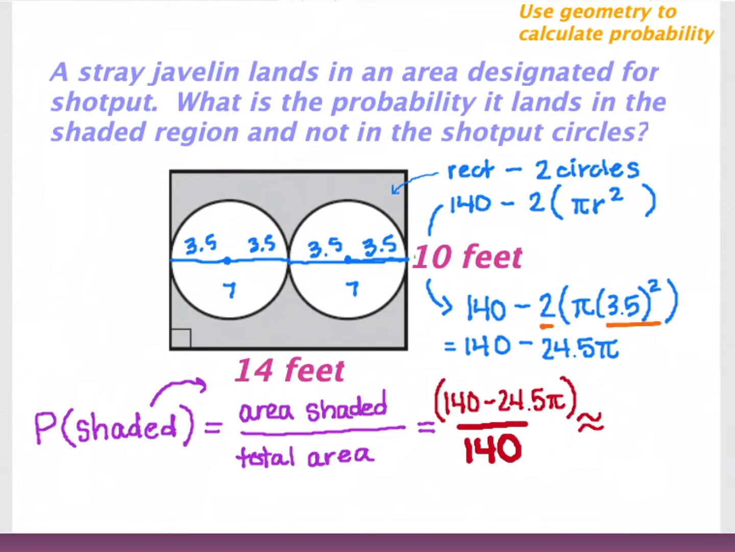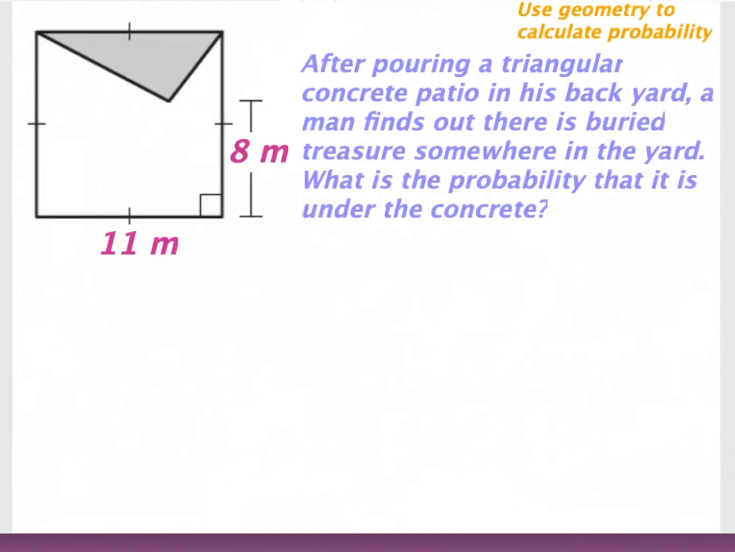Or some of you are used to pushing enter and then dividing that answer by 140. So for area of shaded over total area, I am getting 0.45022, and I suppose I would probably say that that's 45%, but just watch the problem and see if they care how you're giving your final answer. There's a 45% chance that even though the javelin landed in the rectangle, it missed those circles and landed in the shaded area.